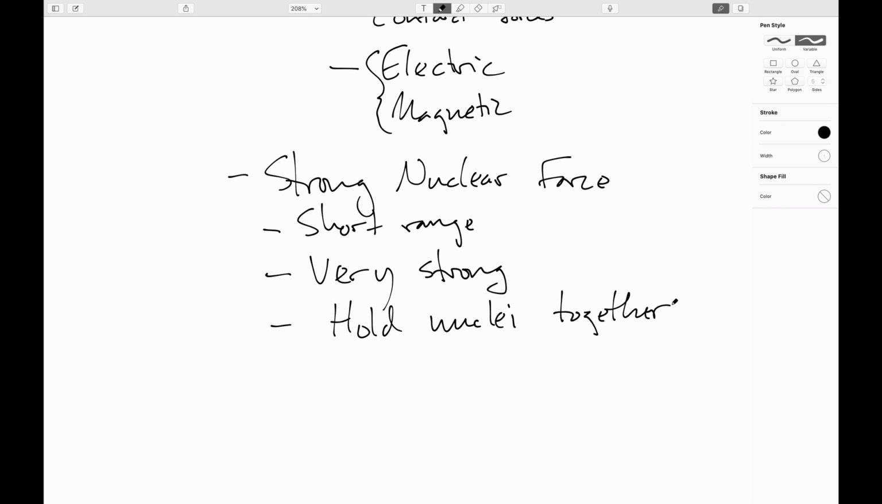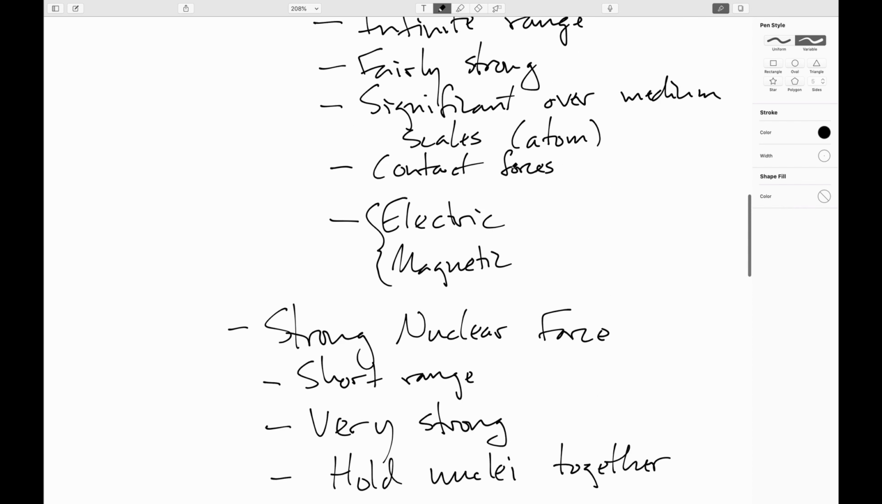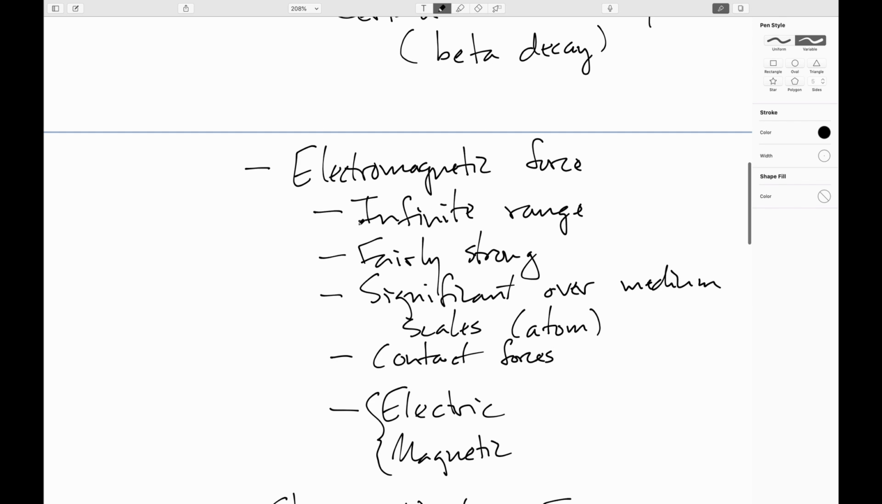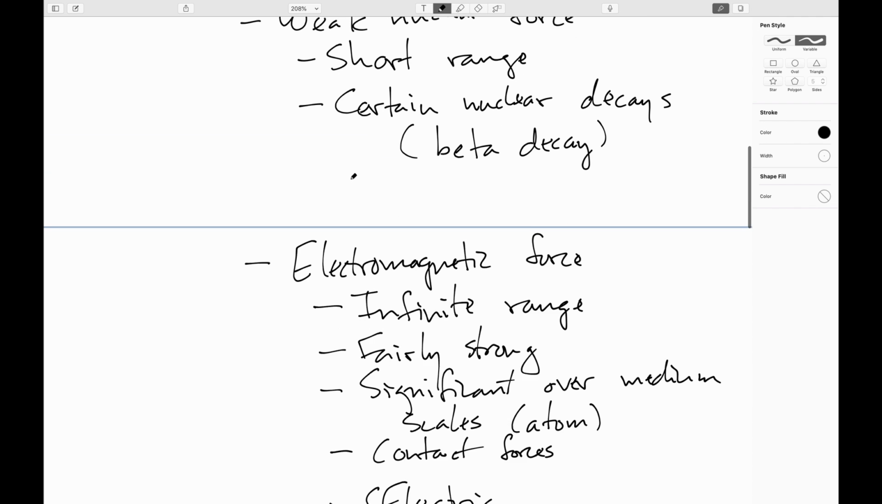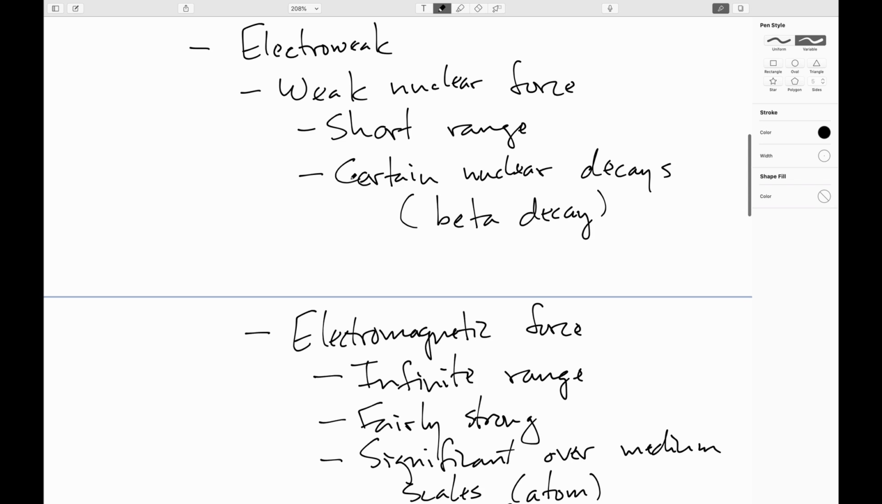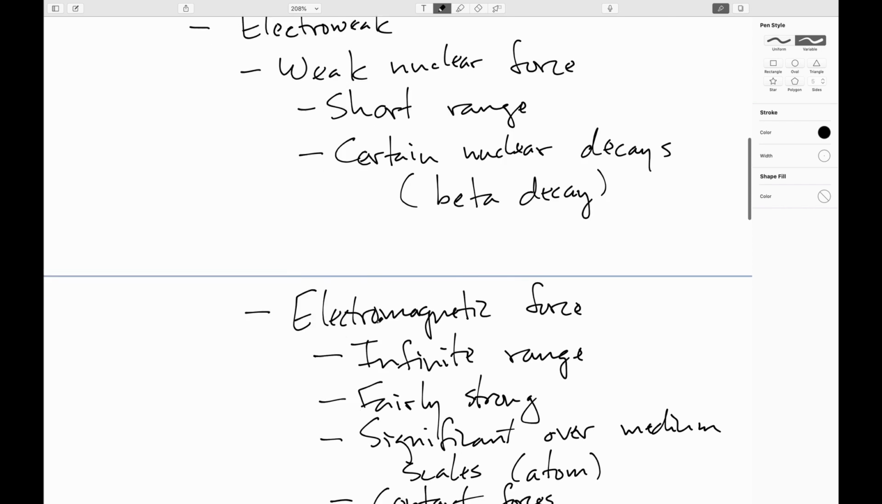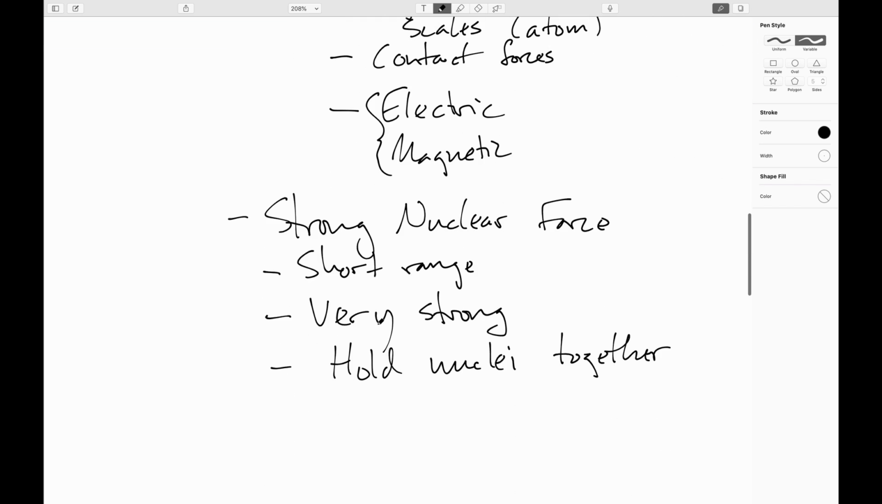Now, you've heard me mention already that in the 1870s, workers figured out that these two seemingly different forces, the electric and magnetic forces, were two aspects of the same thing. And then about a century later, in the 1970s, workers were able to show that the weak nuclear force and the electromagnetic force were also two aspects of the same thing.